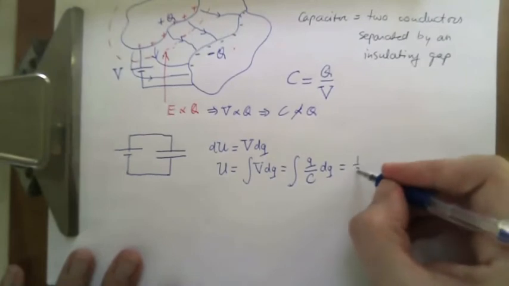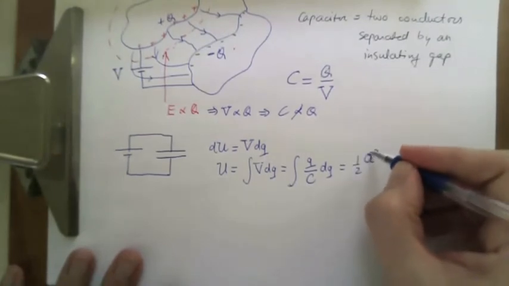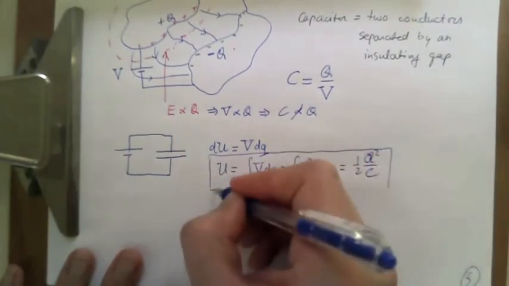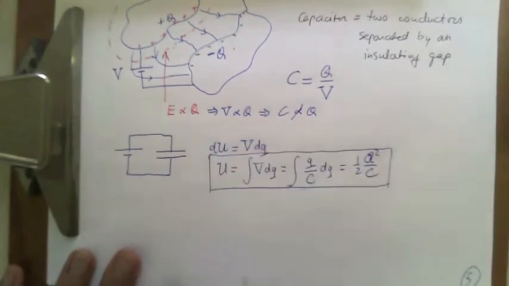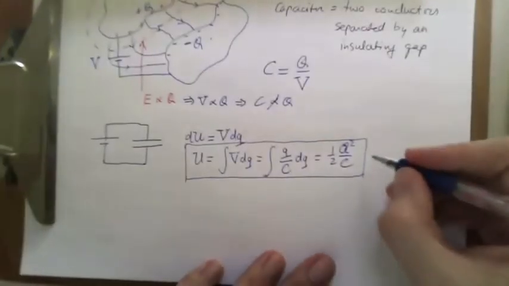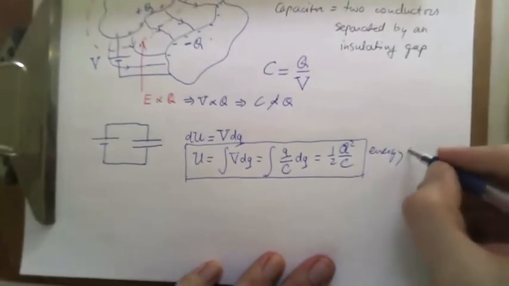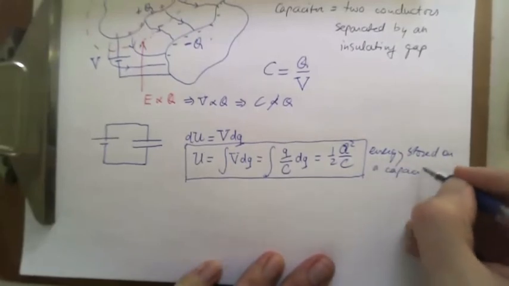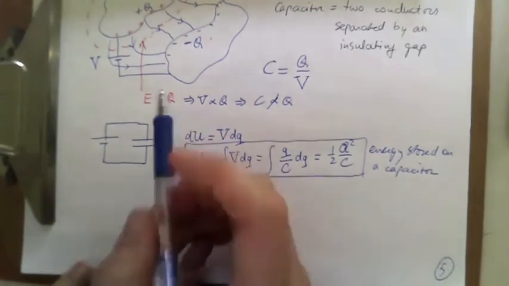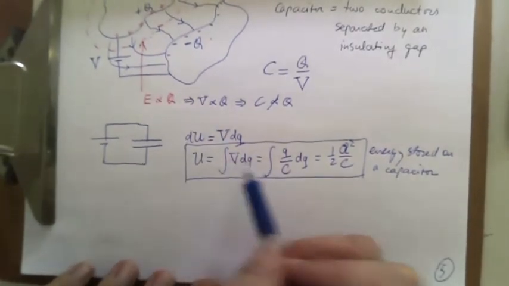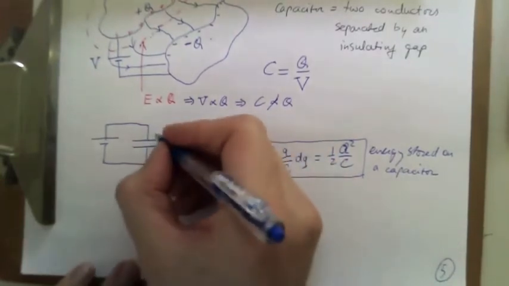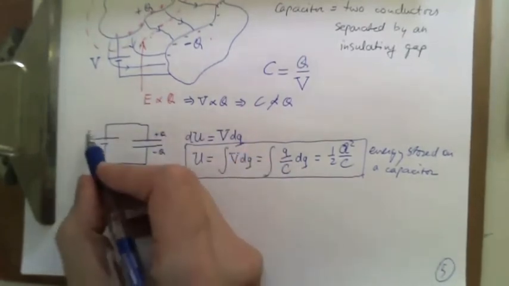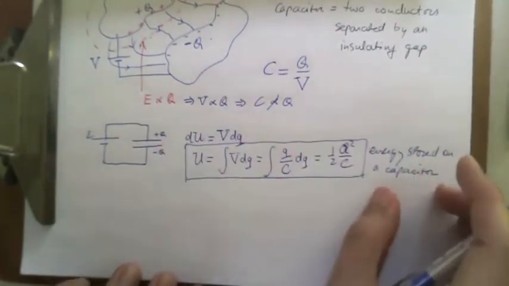And now we're going to integrate that. That's going to be half Q squared over C. So that's the energy stored on a capacitor. All right. So that is once we have this at Q. So we have this at plus Q, we have this at minus Q, and then there's some E here, and this E is going to give you exactly what that V is once equilibrium has set in.